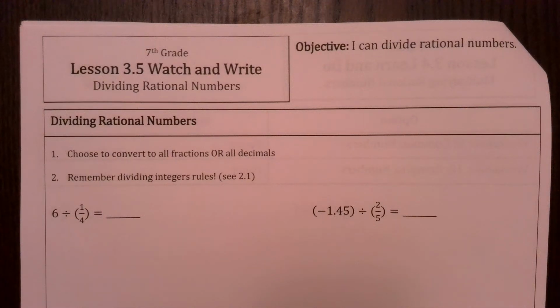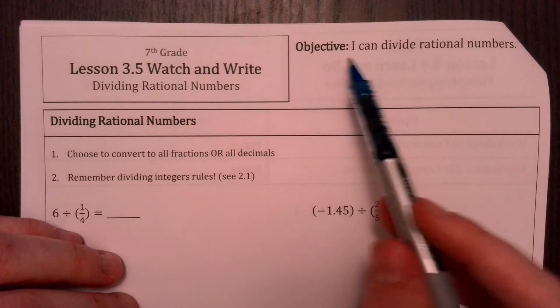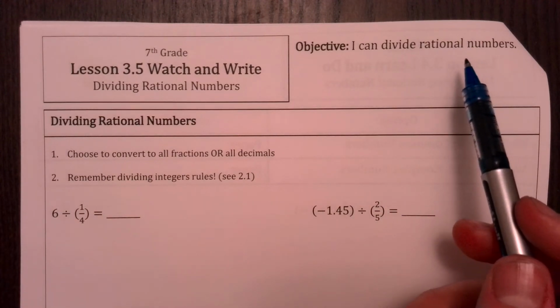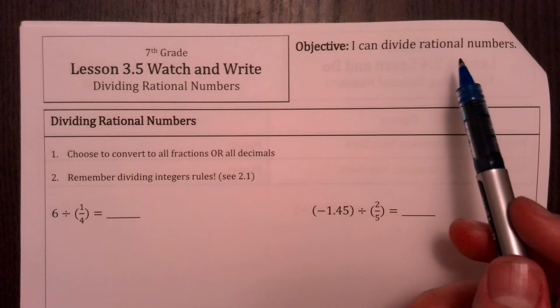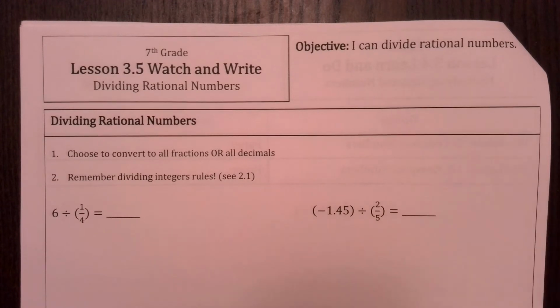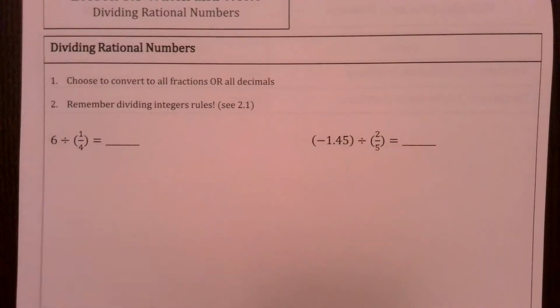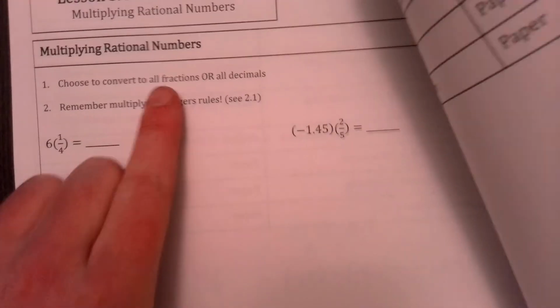All right, welcome to 7th grade lesson 3.5, dividing rational numbers. Our objective is that I can divide rational numbers, including positive and negative, whole numbers, fractions, and decimals. Dividing rational numbers is almost identical to multiplying rational numbers. The steps are the same.